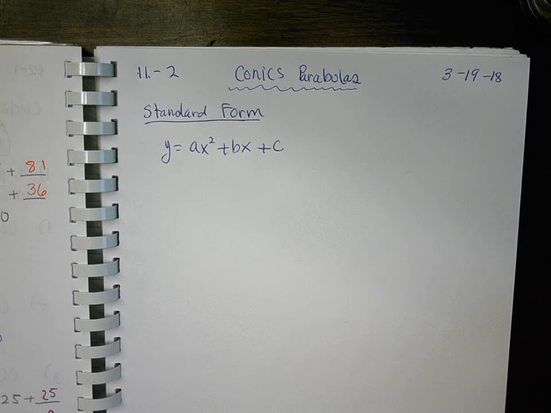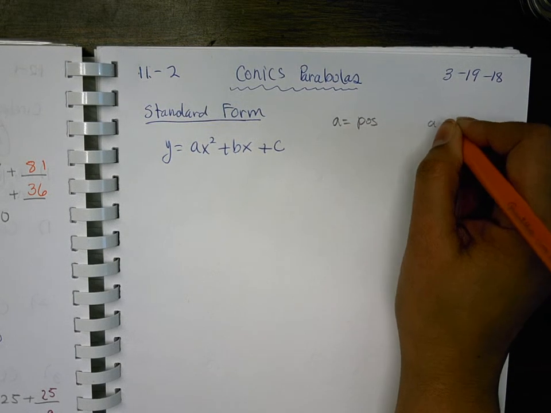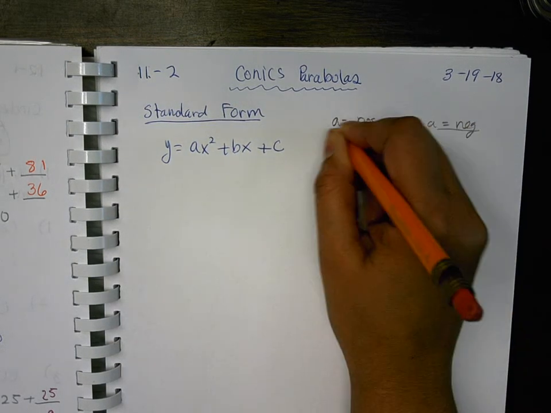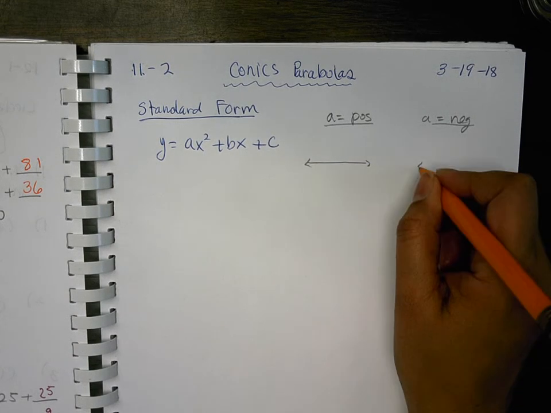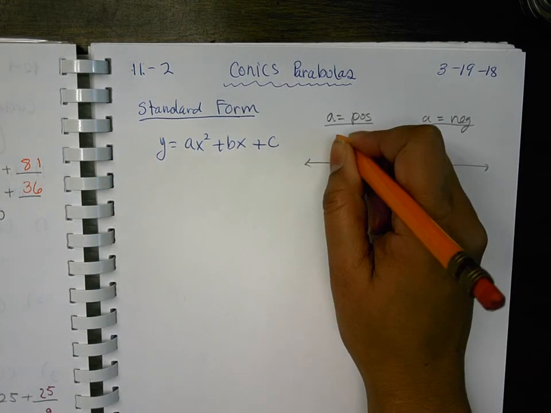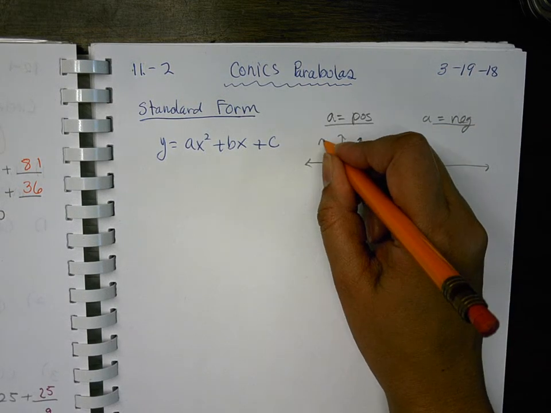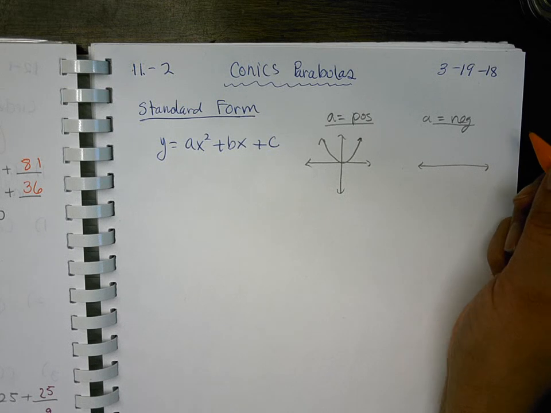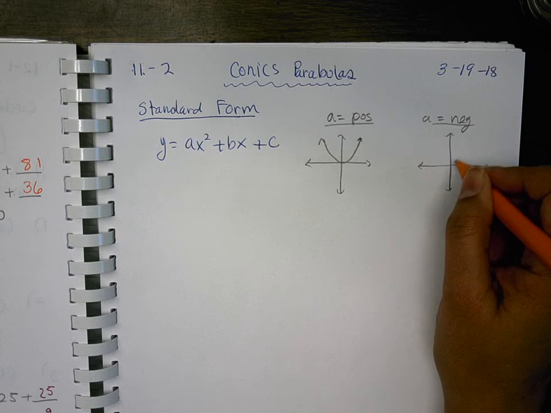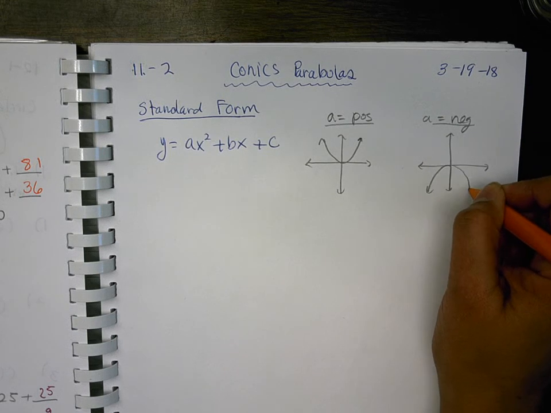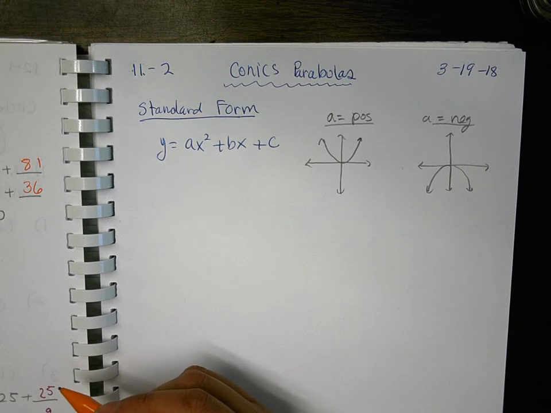All right. What prior knowledge do you have if a is positive versus if a is a negative number? What happens? Faces up or down. Which one is which? If a is positive, it faces up. And if it's negative, it faces which direction? All right, any questions on that? Prior knowledge, you guys all know that?